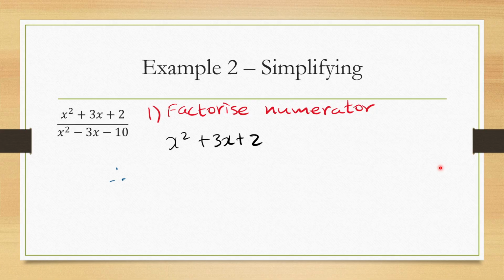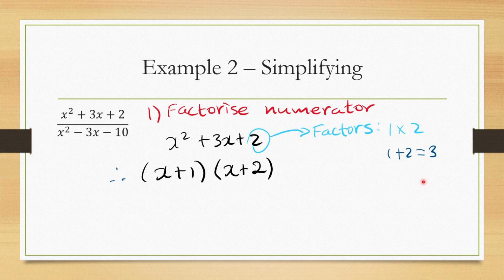But what we can do is, we know the factorizing method, so we take the factors of 2. The factors of 2 are 1 and 2, or minus 1 and minus 2. Since we need positive 3 over here, we're going to use 1 and 2. So we know that 1 plus 2 is 3. So using these factors, we know the factorized form is x plus 1, bracket close, bracket open, x plus 2. So this is the factorized numerator.